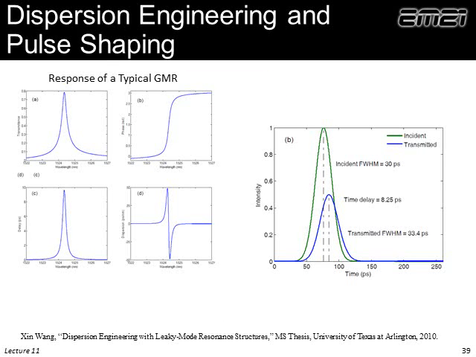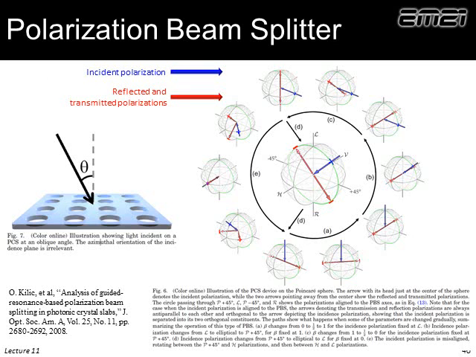Folks are using these, they shine a pulse through a guided mode resonance filter, and they can use that to delay or otherwise shape the pulse. Due to the birefringence in the grating, these things can be made very sensitive to polarization. In fact, we can make polarization splitters out of them. And that concludes the guided mode resonance filter discussion.